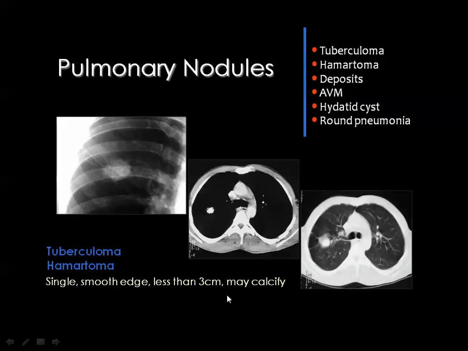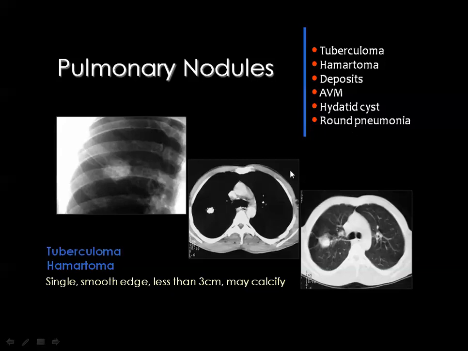Then, starting with the pulmonary nodules. If you see a focal lung lesion and you have decided that you are dealing with a pulmonary nodule, what are the possibilities of pulmonary nodules in the pediatric patient? I usually try to achieve the differential diagnosis, eliciting here the common lesions seen in the pediatric patient. And in my opinion, we have these common nodules encountered in the pediatric chest: the tuberculoma, the hamartoma, the metastatic deposit, the arteriovenous malformation, hydatid cyst, and the round pneumonia.